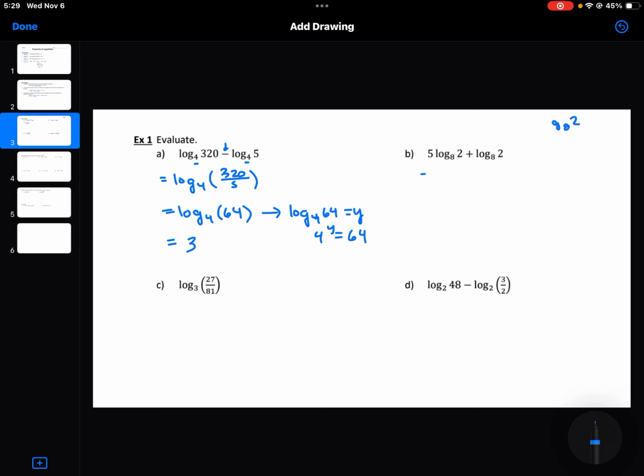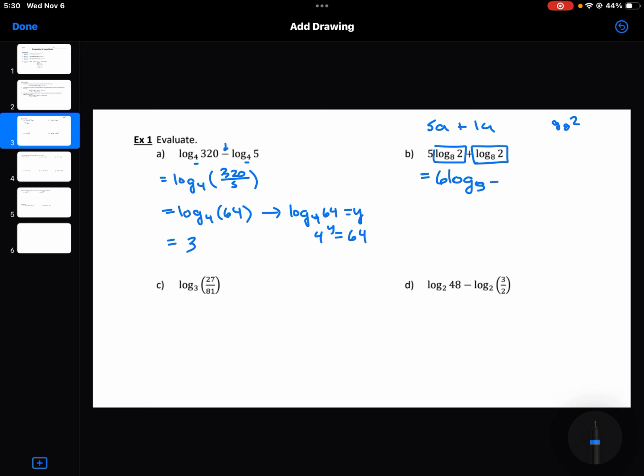In the next one, I notice that this piece right here is the same, so log base 8 of 2. And so that means that I can actually add these together the same way I would add the expression 5a plus 1a. So this actually gives me 6 log base 8 of 2.